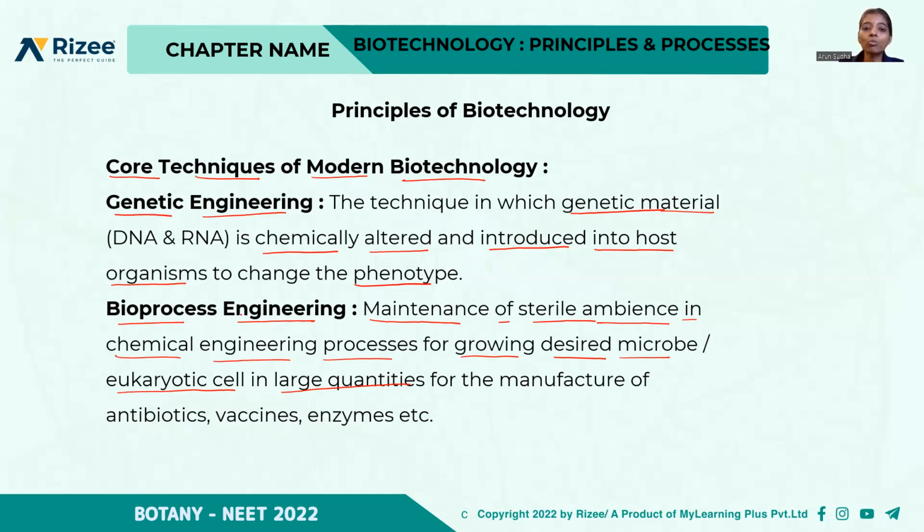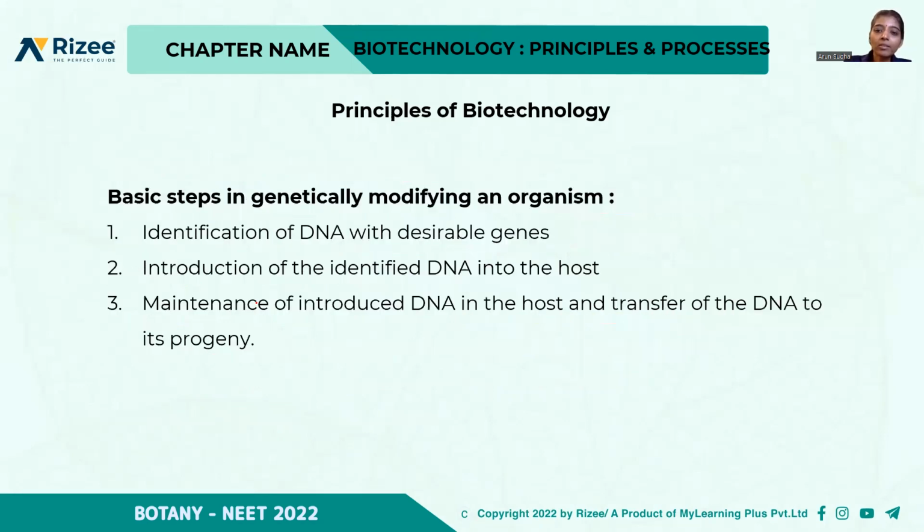So these two, genetic engineering and bioprocess engineering, are the core techniques of modern biotechnology. So modern biotechnology mainly includes genetic engineering and bioprocess engineering. Okay, clear? So what are the basic steps involved in genetically modifying an organism?